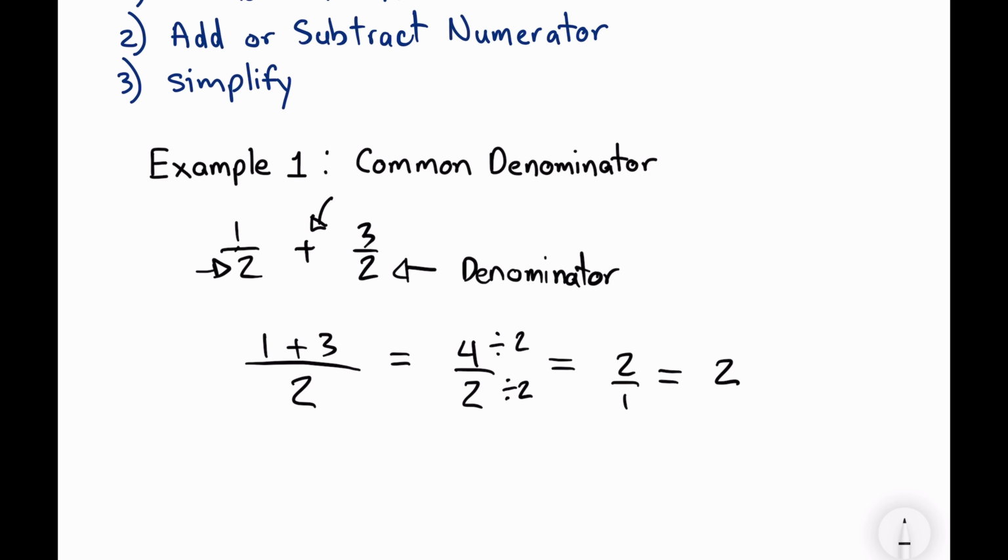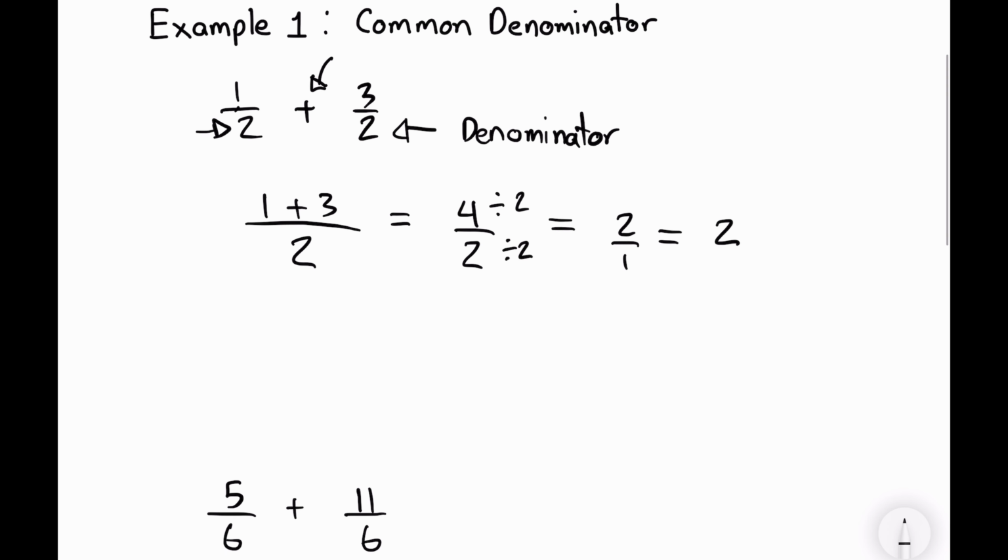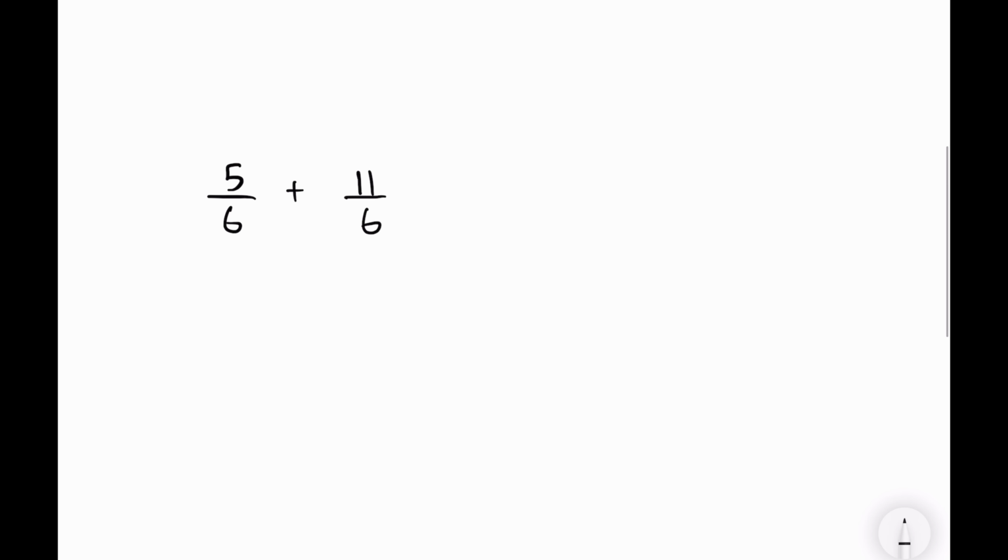Okay, let's try another example. Let's say you had 5/6 plus 11/6. One is a regular fraction, the other is a mixed fraction, or an improper fraction, I'm sorry. So we see right off the bat here that they have the same denominator. So we'll follow suit like we did before.